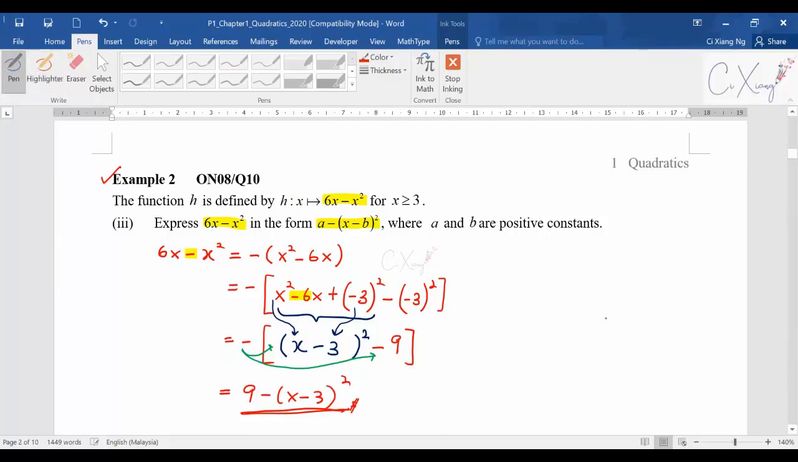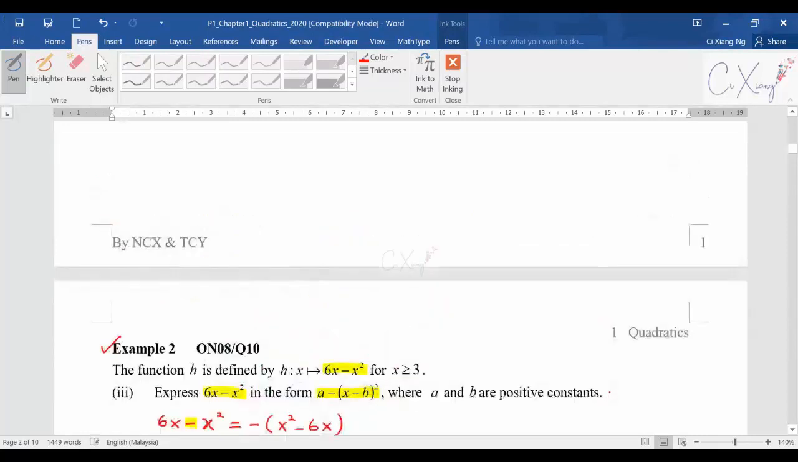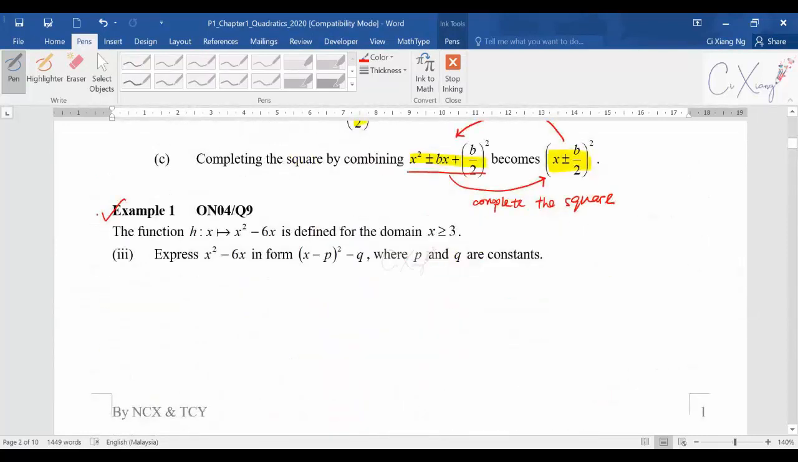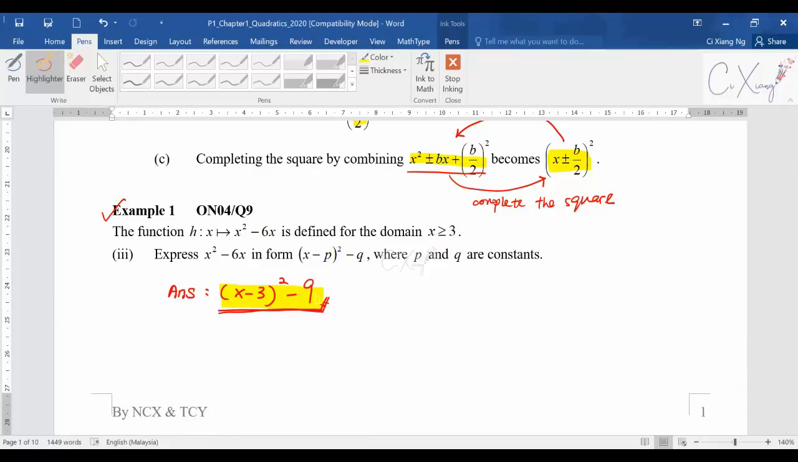Now, example 1 was a harder one, because I needed to teach you how to factorize the negative out before you can complete the square. Example 1 is a very straightforward question, so I hope that you can do it yourself. The answer that you have should be x minus 3 squared and then minus 9. Please make sure that you try this example yourself and get this answer. If you cannot get this, you can ask me, or you can let me check which step you did wrongly through Facebook Messenger.